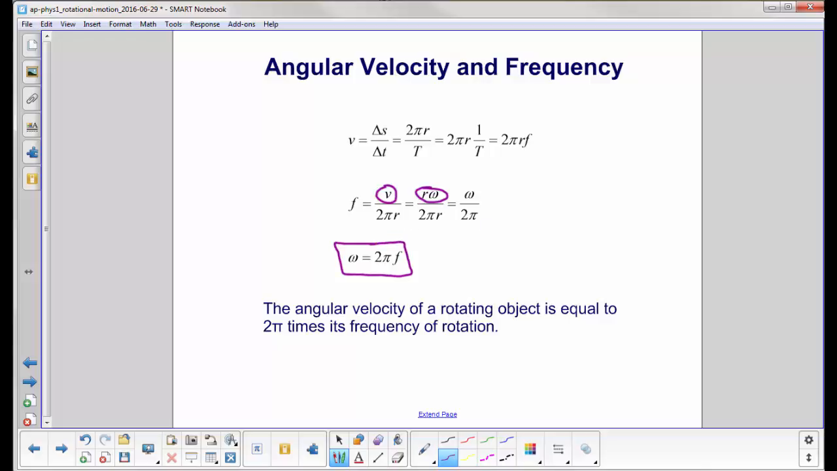So the angular velocity of a rotating object is equal to 2 pi times its frequency of rotation.